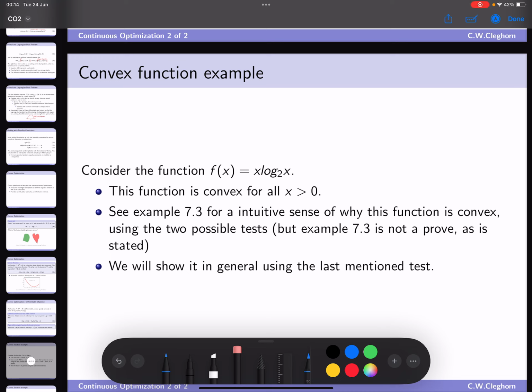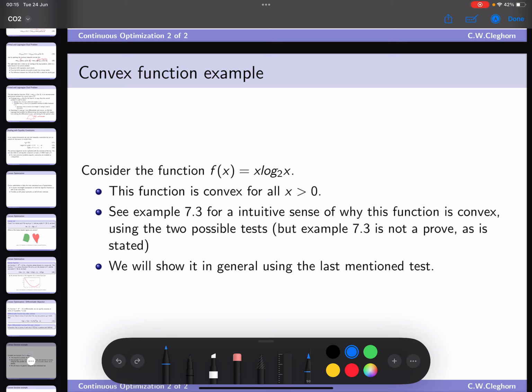In the textbook, you can see a more full exposition of this example. We're just going to look at one criterion, but you can prove that this function is convex for all x greater than 0, and the reason it has to be x greater than 0 is because of the log. X negative doesn't exist for the log.